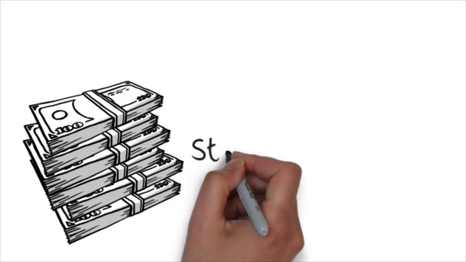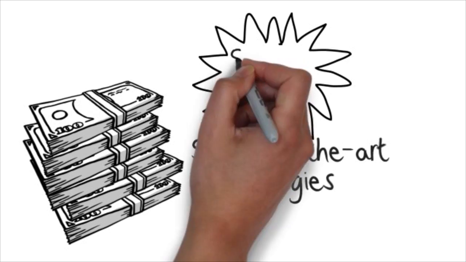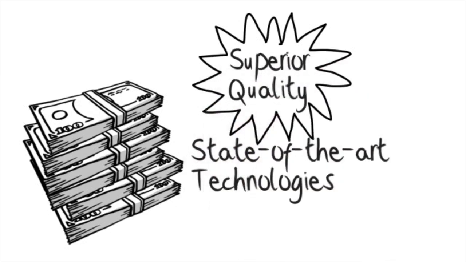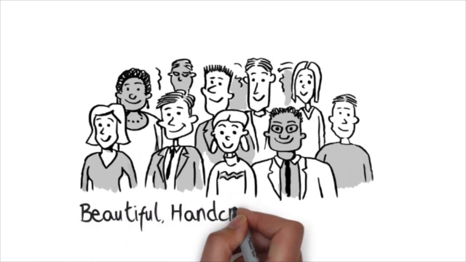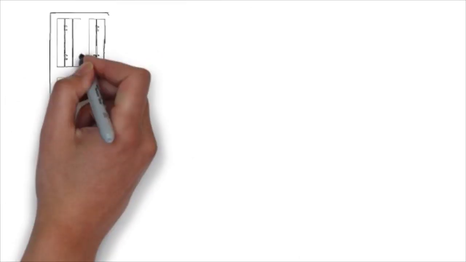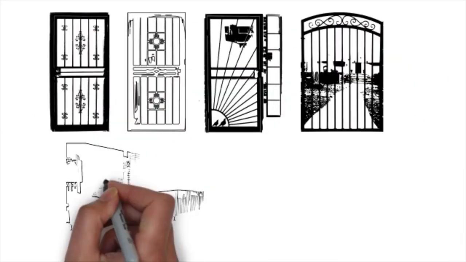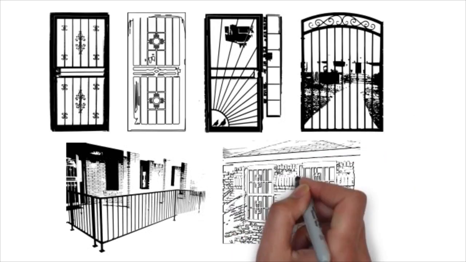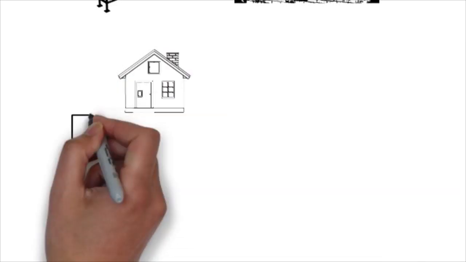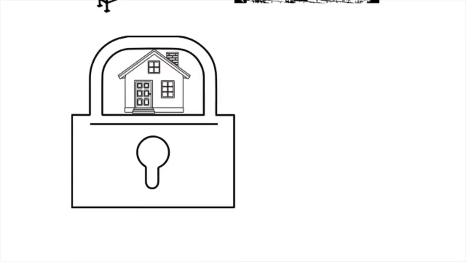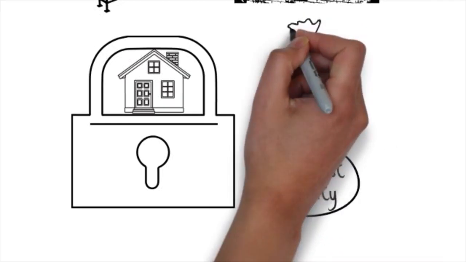We invest in state-of-the-art technologies to guarantee consistent, unparalleled precision and superior quality in our products. Our talented team is able to build and install beautiful, handcrafted products such as doors, gates, fences, railings, window grills, and enclosures, which are strong enough to keep out the most aggressive burglary attempts. The products are built to serve generations, and in so doing, give you the best security value for your money.